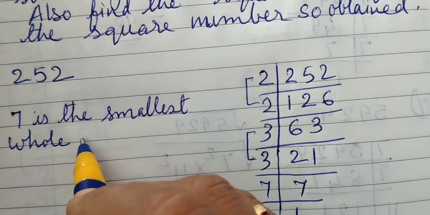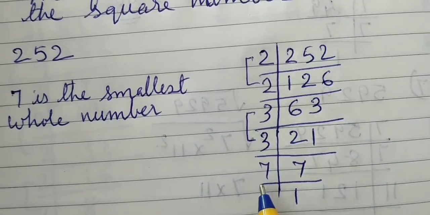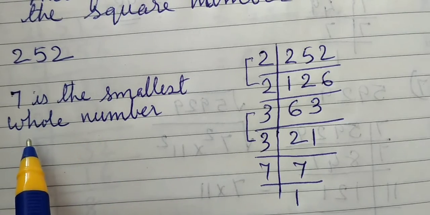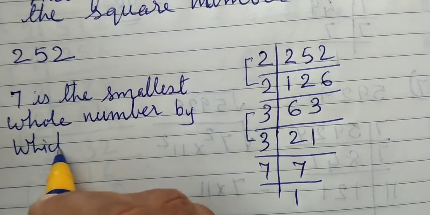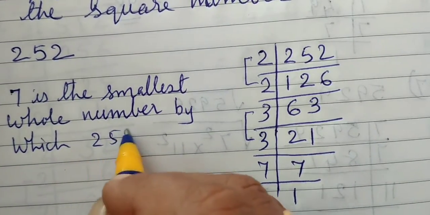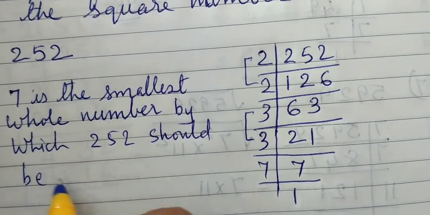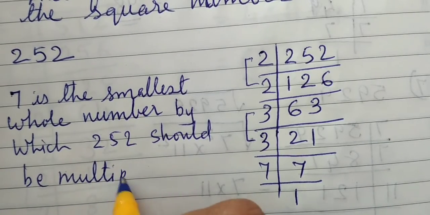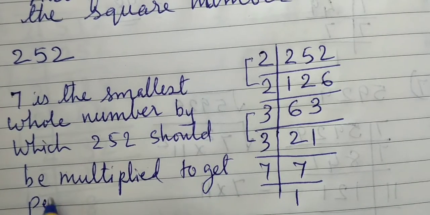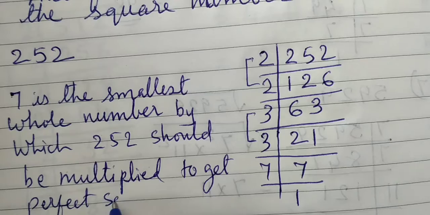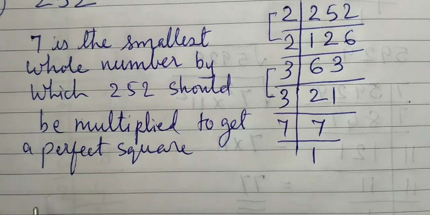Not to write much. This is enough. The 7 is the number which is left alone, we have to take it. 7 is the smallest whole number by which 252 should be multiplied. That's enough, to get a perfect square. Okay, so we will carry out the process.